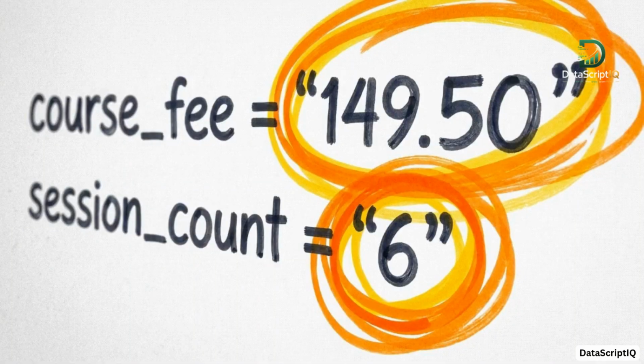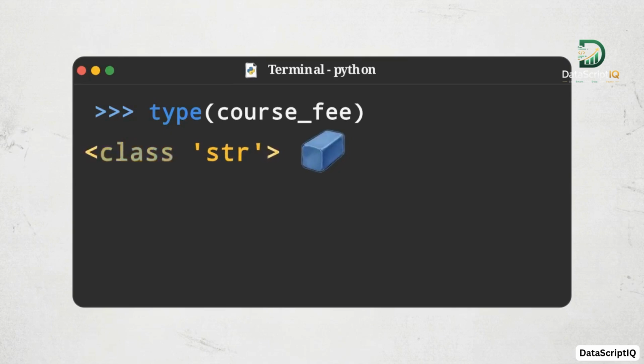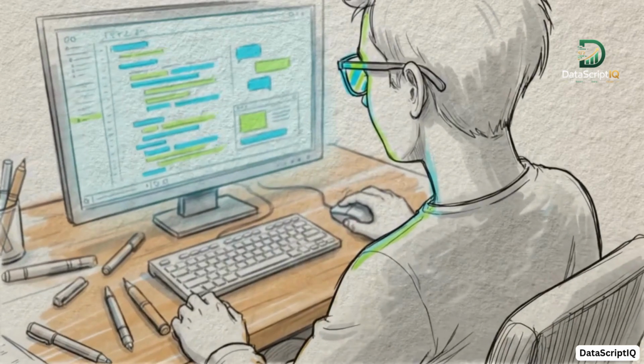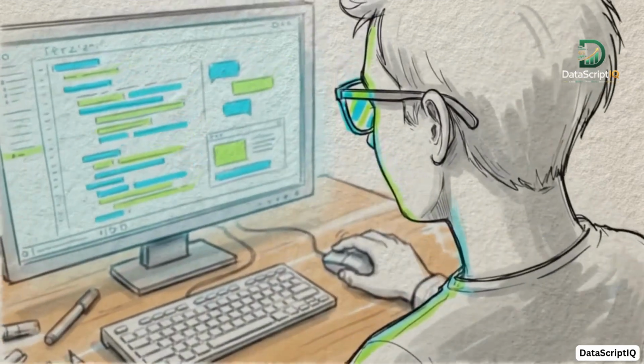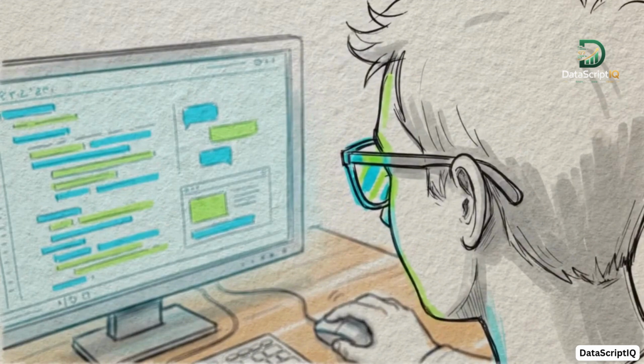If you look at the course fee and the session count, you'll see they are surrounded by quotation marks. We can verify how Python sees this by running the type function on the course fee variable. The console will show it belongs to the str or string class. Because web forms submit data as text, Python treats these inputs as strings. This makes math impossible without a conversion.